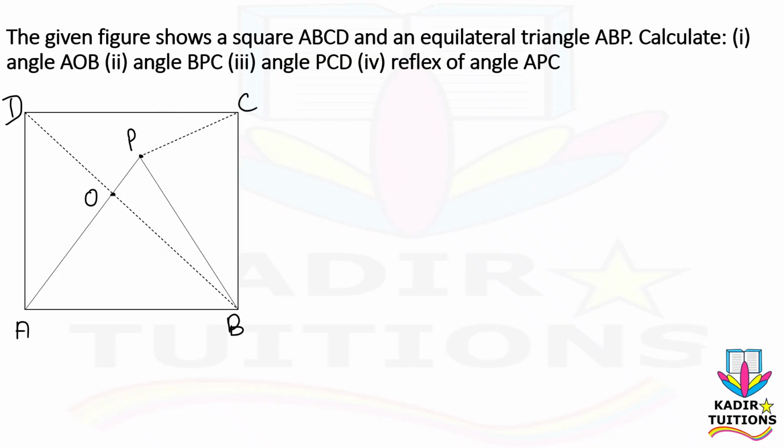Hello everyone, here the question is: the given figure shows a square ABCD and an equilateral triangle ABP, and we are going to calculate the four angles given over here. So first information what we know is ABCD is a square. Then what is the meaning?